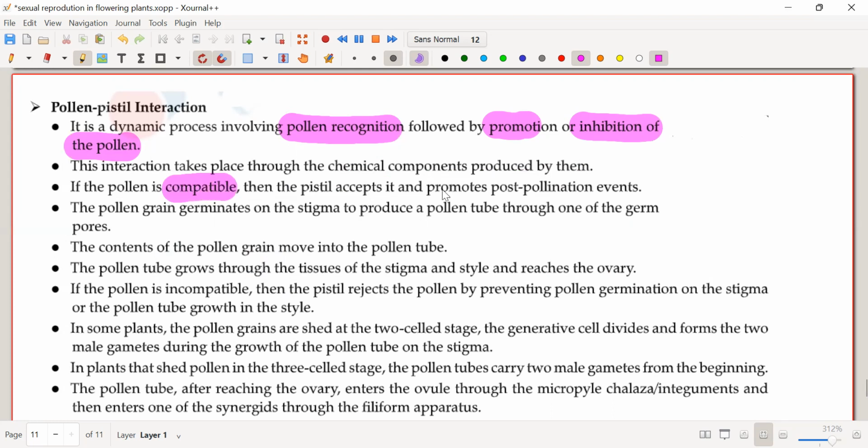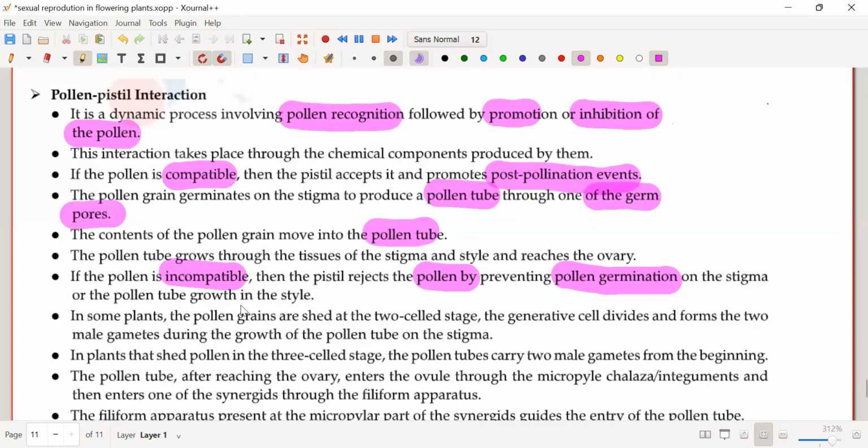If the pollen is compatible, then the pistil accepts it and promotes post-pollination events. The pollen grain germinates on the stigma to produce a pollen tube through the germ pore, which is in the exine, the only place which doesn't have sporopollenin. The content of the pollen grain moves into the pollen tube. The pollen tube grows through the tissue of the stigma and style and reaches the ovary. If the pollen is incompatible, the pistil rejects the pollen by preventing pollen germination on the stigma or pollen tube growth.